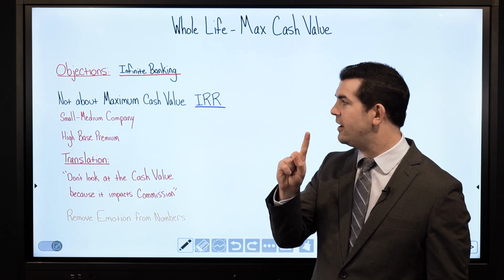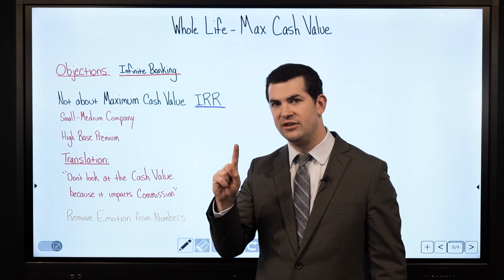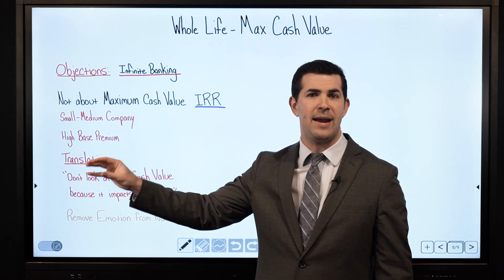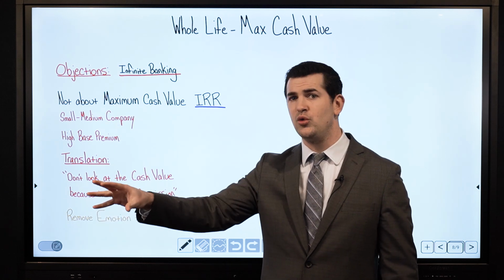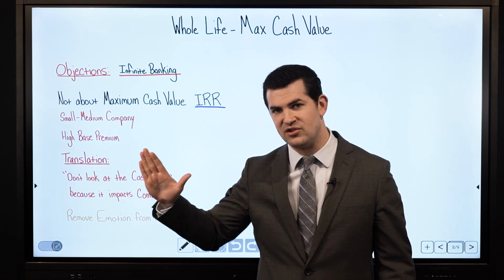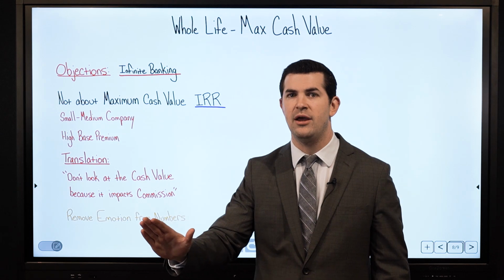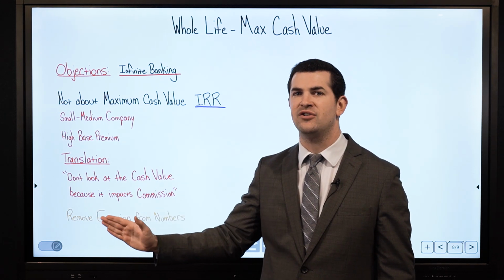But the number one objection that I have heard for years is, I am interested in the maximum cash value. I do not care about the death benefit. This is exactly what consumers express. How do I maximize the cash value?